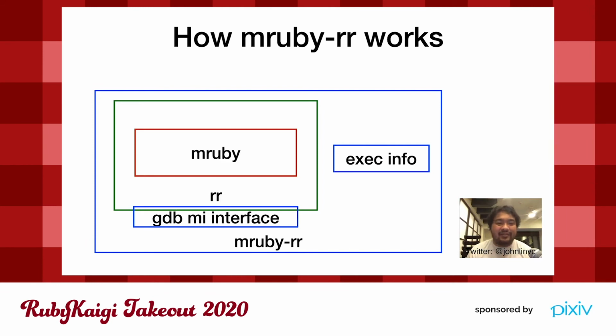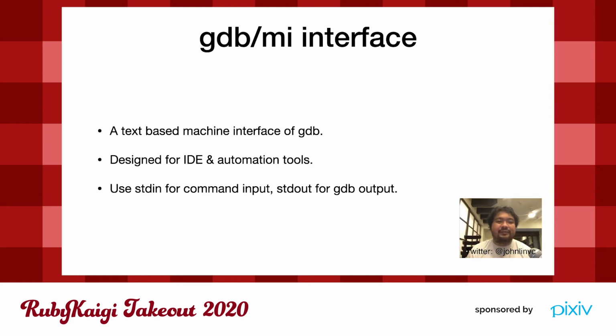So let's go back to mruby-rr. mruby-rr communicates with RR through the GDB/MI interface. So what is the GDB/MI interface? It's a text-based machine interface of GDB, designed for IDEs and automation tools. It uses stdin for command input and standard output for output, which is the same as normal GDB. But the different part is that the output is formatted and easier to parse for machines or scripts.